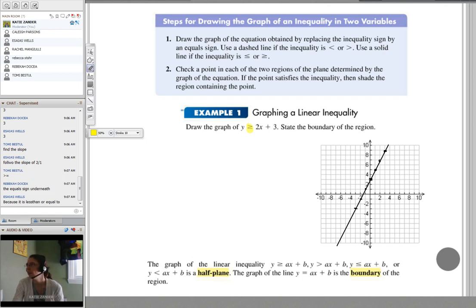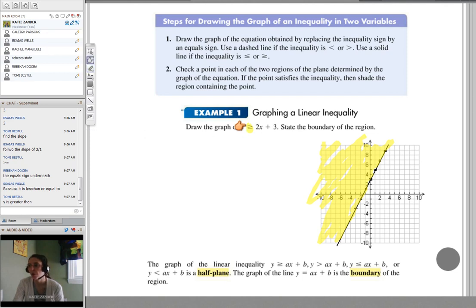Yep, and then the shading, Tommy said, was going to be above the line or in y-intercepts greater than what we graphed. So how do we know that the shading was going to be above the line? Y is greater than. Yeah, if we look at the inequality symbol, that's a greater than. So we want numbers bigger than the y-intercept there. Good.